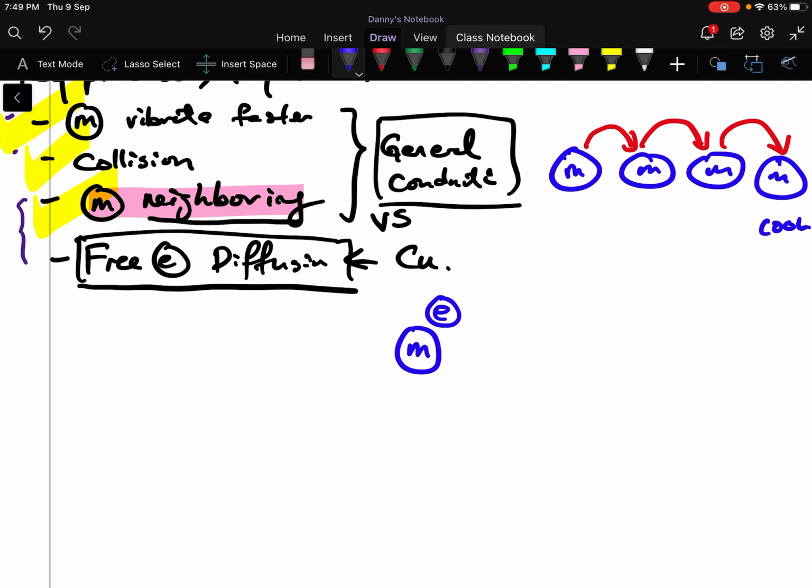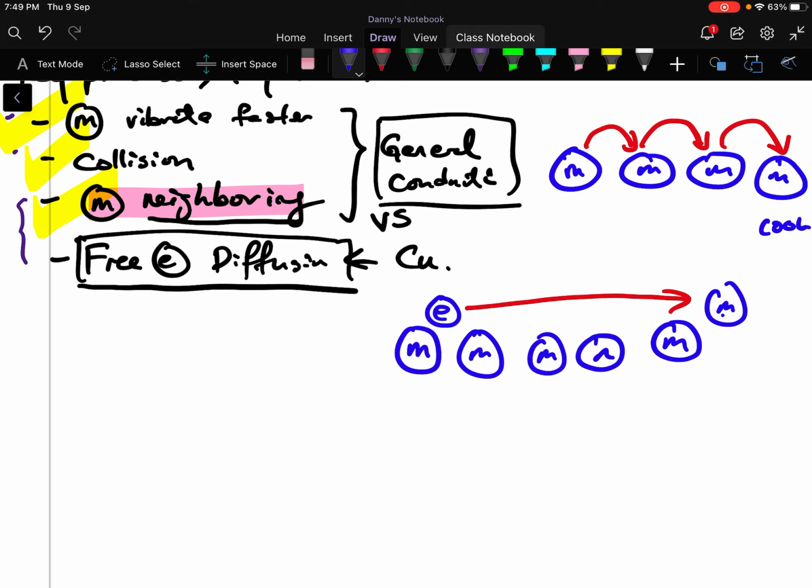Free electron diffusion is different, right? The molecule here vibrates already, right? It knocks into the electron. The electron can directly go all the way to the cooler end and knock on this molecule or electron or whatever particle there and transfer the energy directly to the cooler end. So as a result, of course, if you go and jump like that, it's slower than if you swoop like that and go direct, right? So I need to use my words to highlight this difference.